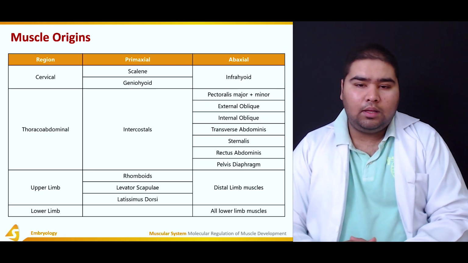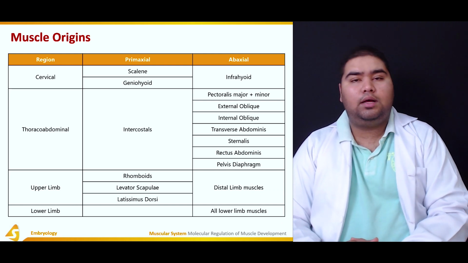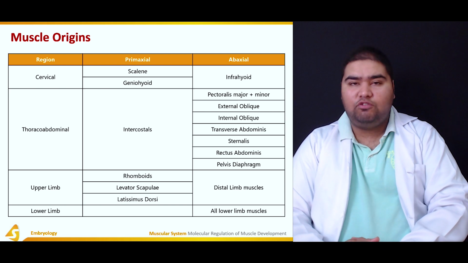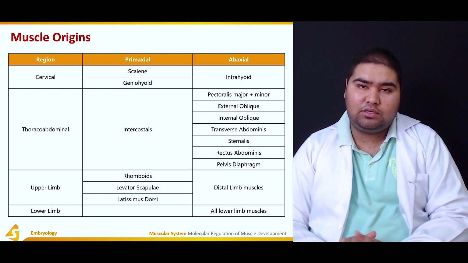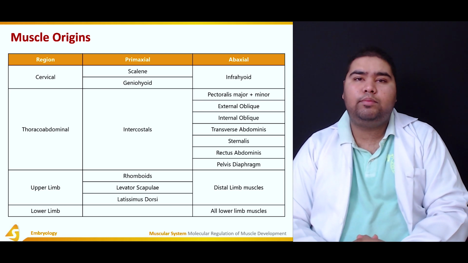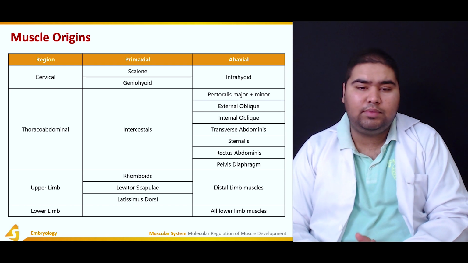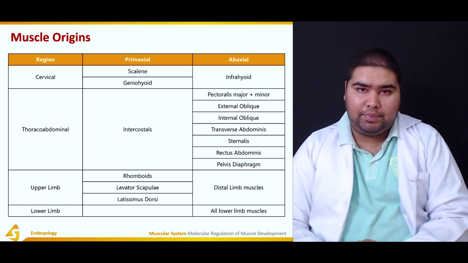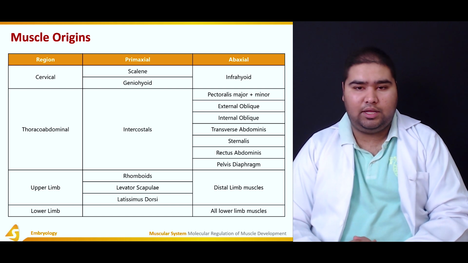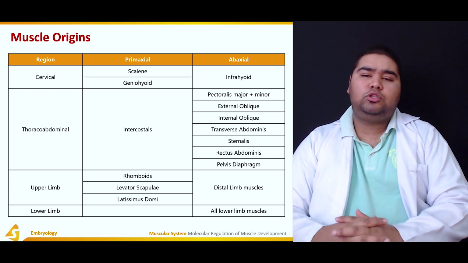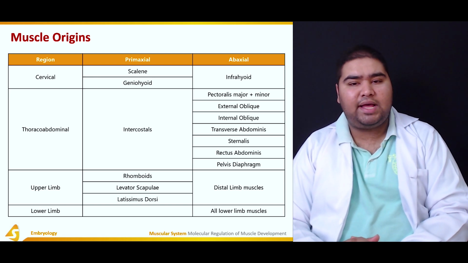So, we have various muscular regions within the body. You can divide them broadly into four categories. These are the cervical region, that is the muscle of the head, the thoraco-abdominal region, the muscles of the torso, that is the thorax and the abdomen, the upper limb, the upper appendage, and the lower limb, that is the lower appendage.